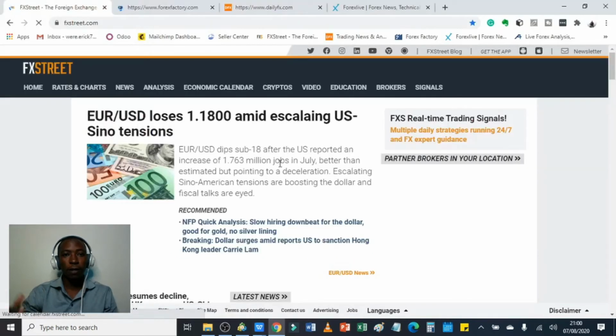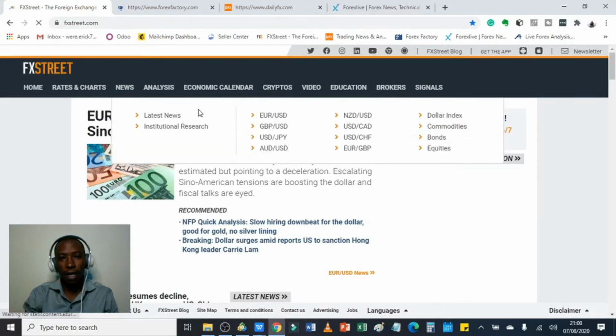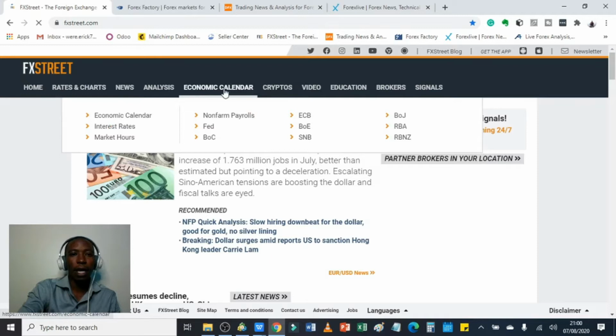So there are different types of foreign currency news you can get from Forex Street, including rates and charts, news. News is the most important thing, the latest news on each currency pair. Then the most important part is here, the economic calendar. As I have gone with you through all those fundamental news, you can see the non-farm payrolls.